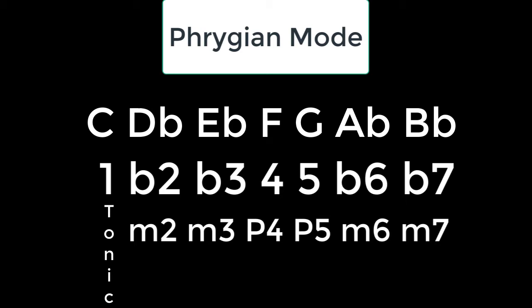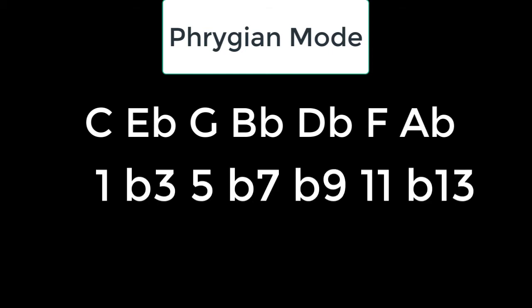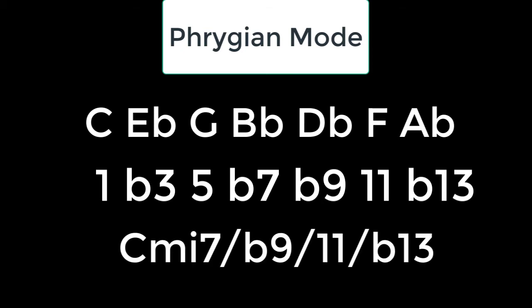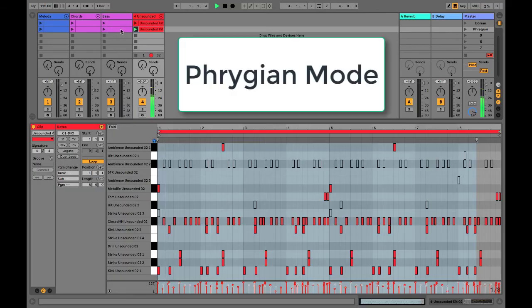If we stacked these notes in thirds, we'd have C, E flat, G, B flat, D flat, F, A flat. And we could call this a C minor seventh, flat 9, 11, flat 13. So the Phrygian mode sounds like a C minor seventh, flat 9, 11, flat 13. This would be the definition of Phrygian on paper. But what does it actually sound like?